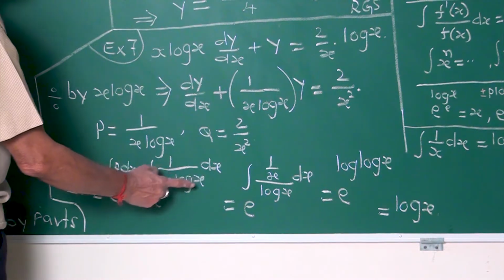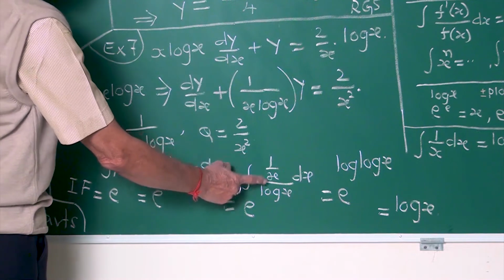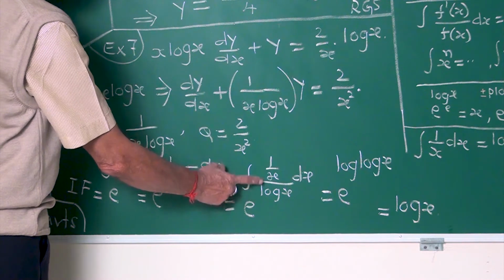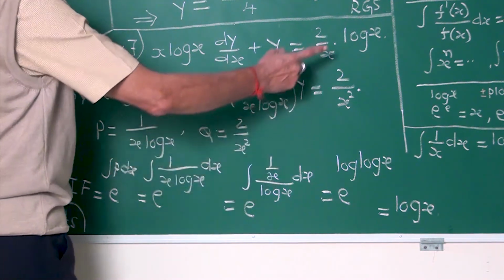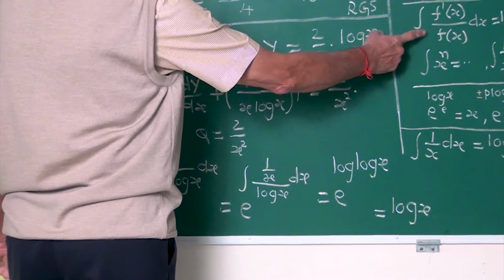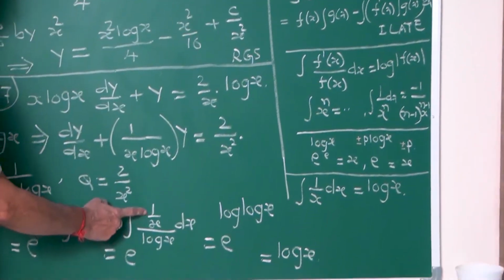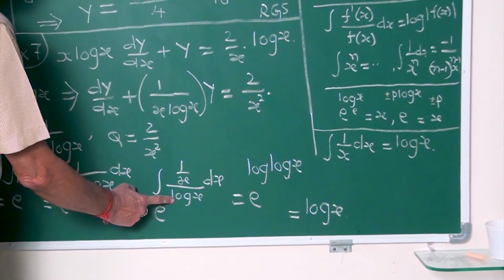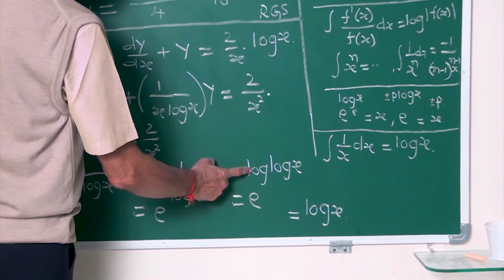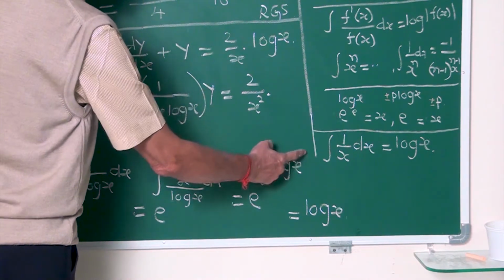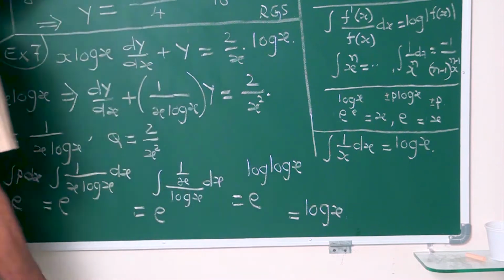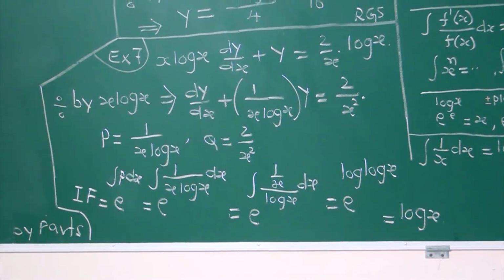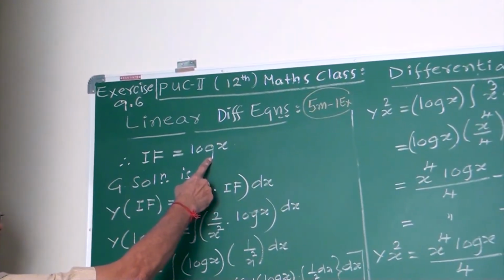This 1 upon x log x can be written as 1 by x upon log x, because the numerator is the exact derivative of the denominator. It is f dash upon f. Integral of f dash upon f is log of the denominator, log log x. e to the power log log x is what? That expression, which is log x. Therefore, my friend, the integrating factor is log x.